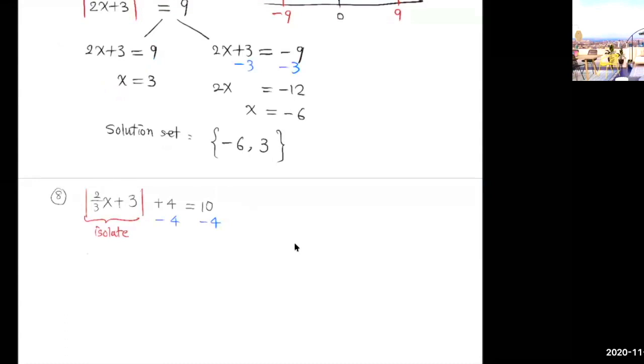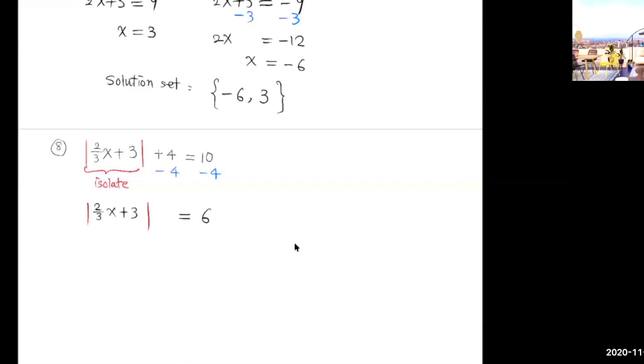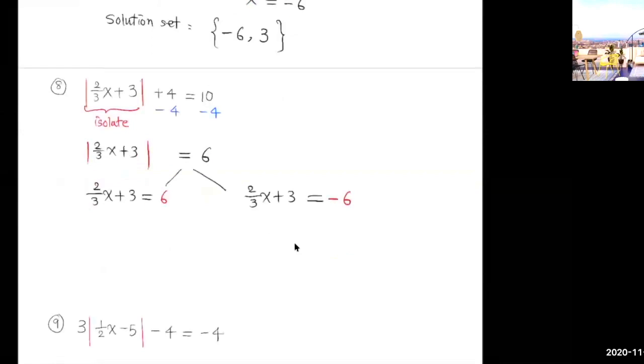So we have this absolute value over here. That's equal to this positive number 6. Now you can break it into two separate equations, right? So what are the two separate equations? One is this expression equal to 6. The other one is negative 6. Yeah, you got it. Now we're going to solve it.